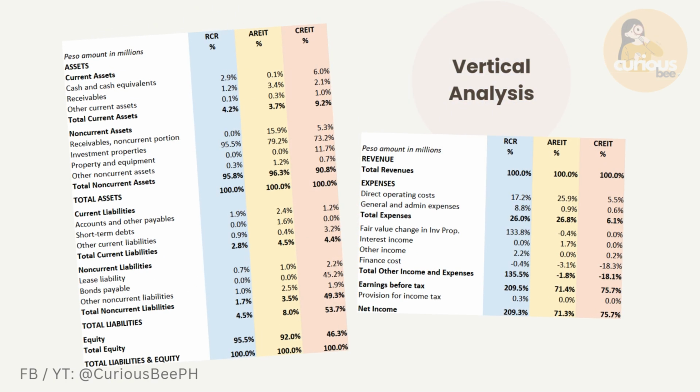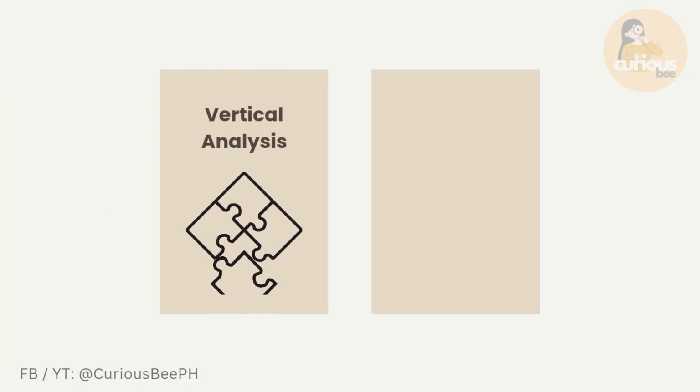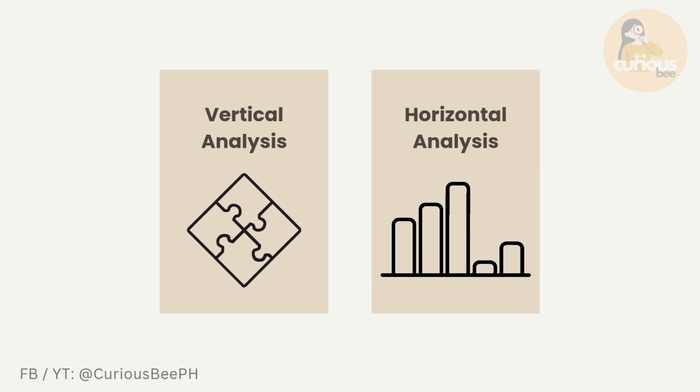Now let's review. Vertical analysis tells us what matters within a single period by showing us insights into the composition of the financial statements. Horizontal or trend analysis shows how things change over time, revealing growth, decline, or red flags. Together, they help us see the bigger picture, so you're not just reading financial statements, you're understanding them.